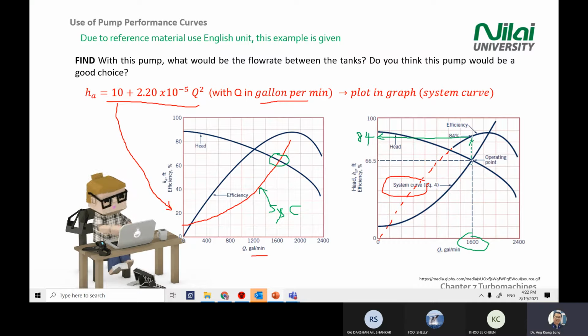Okay, now the idea is from the intersection of this system curve that you plot from this equation, get the intersection, project down, project left, project top, go up, go down, go left. Then you will get the value of the pump. This graph is referring to the pump that you're using.